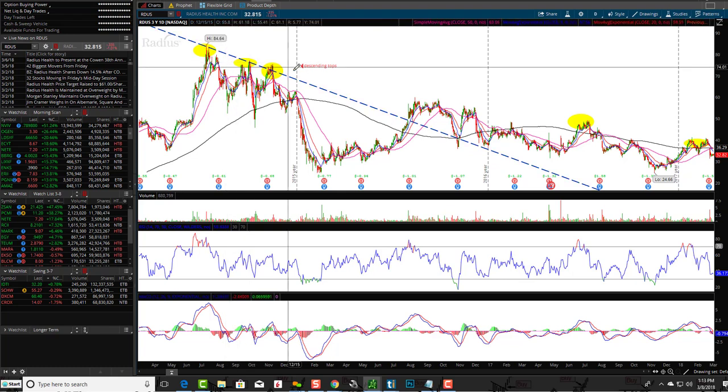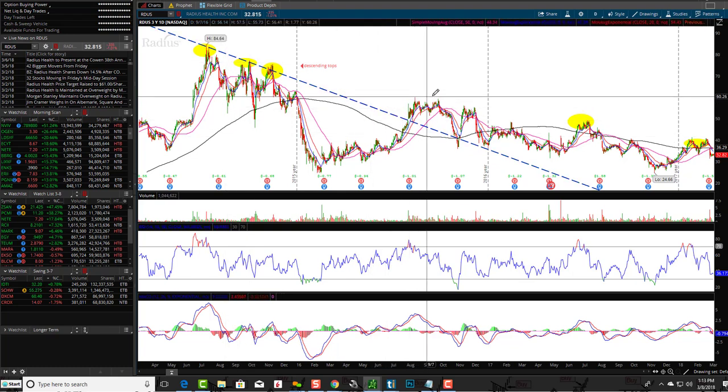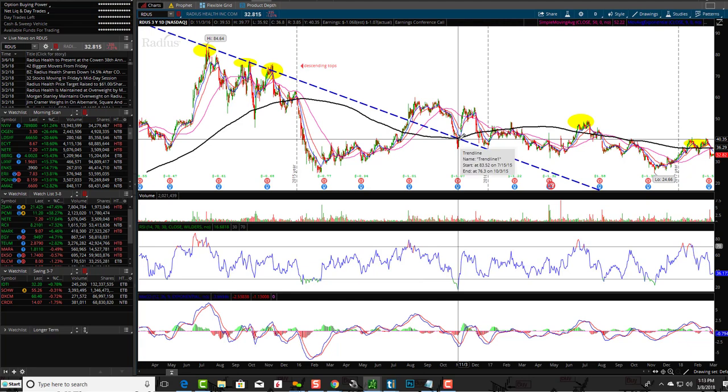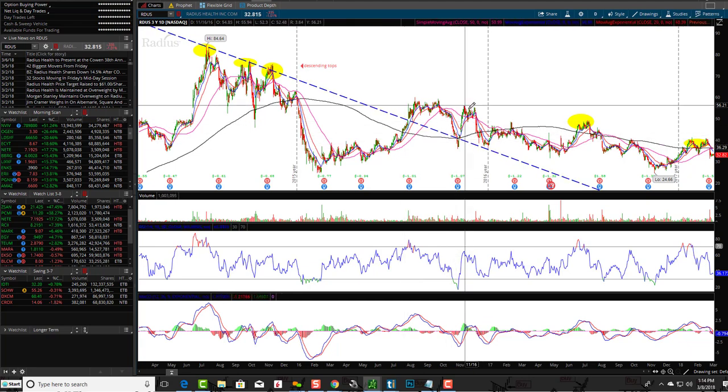RDUS, RDUS. This will be the last one. 1, 2, 3 peaks here. Comes out, breaks out over here. Look, it comes back down, retests. Now it's support, right? Resistance, now support.